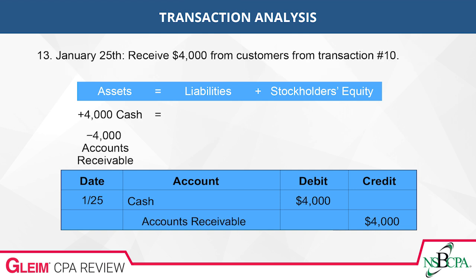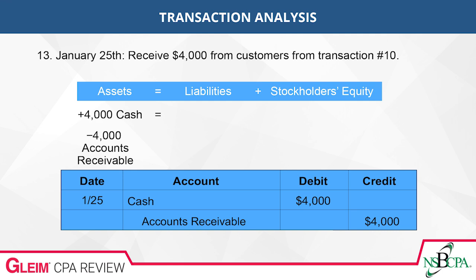Okay, we are finally to the last transaction. This is another one that is sometimes easy to flip around since it is a transaction for two assets where one is increasing and the other is decreasing. The increase is to cash, so we debit cash. When the customers pay, it decreases the amount that they owe us. That is a decrease to accounts receivable.